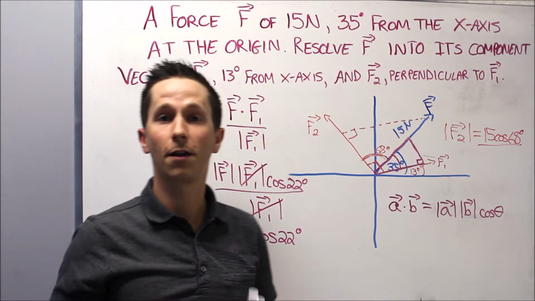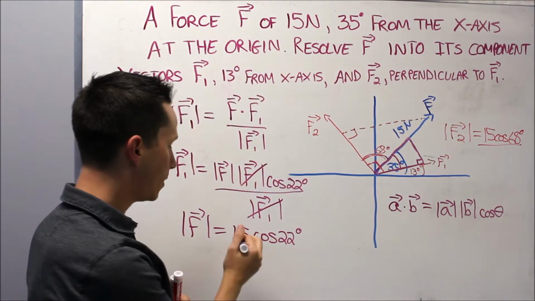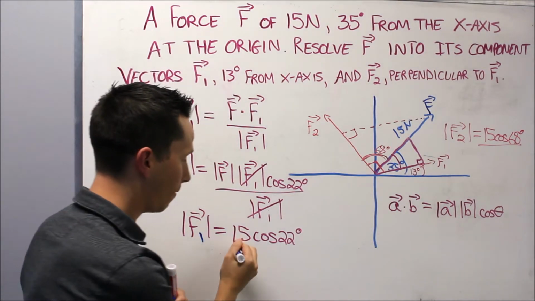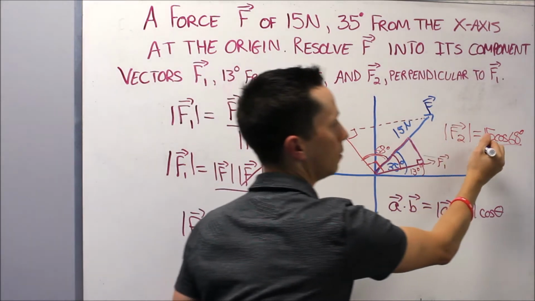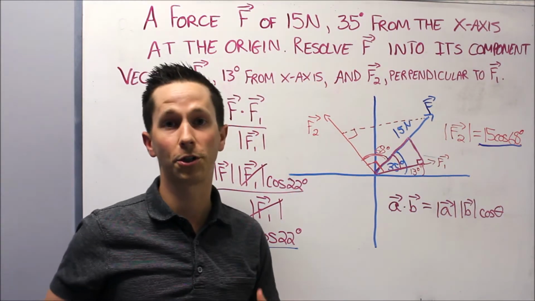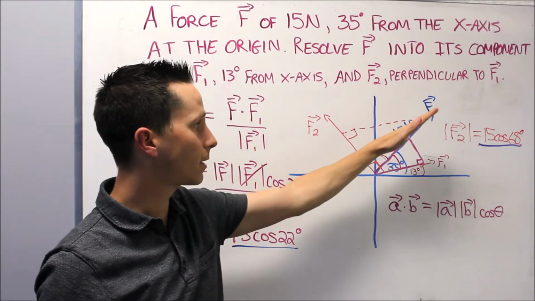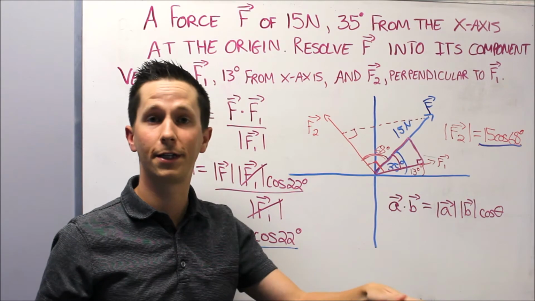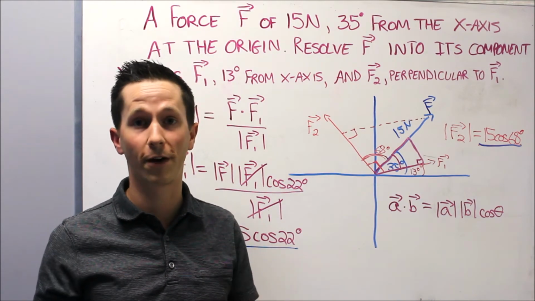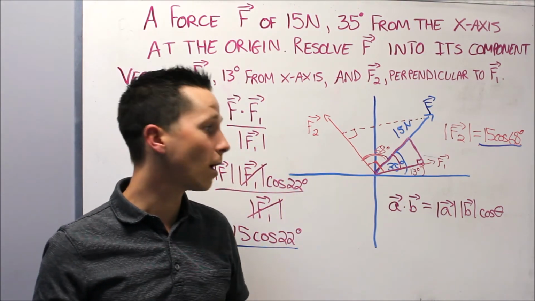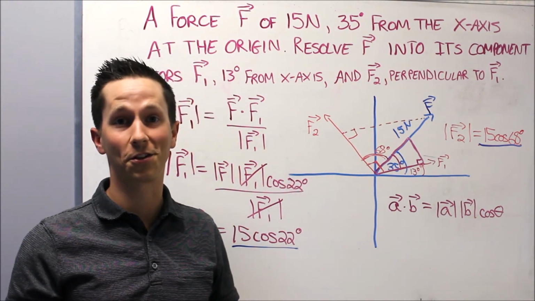And so that's the two components. F1 is built, oh, I missed a 1 here. F1 is built up of 15 cos 22, and F2 is 15 cos 68 degrees. So projections: draw the initial vector, and then create right angles down to the component vectors that they're projecting onto. And then you can always substitute the dot product formula to be able to cancel your magnitudes.